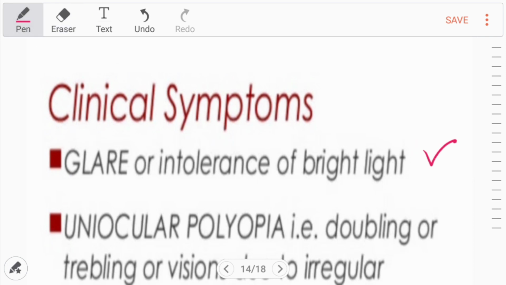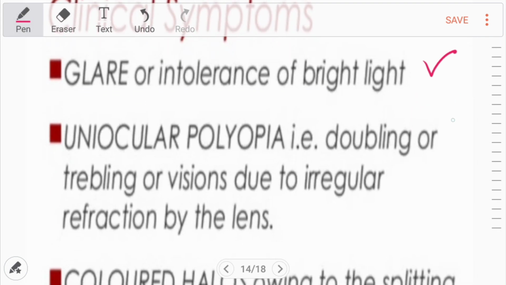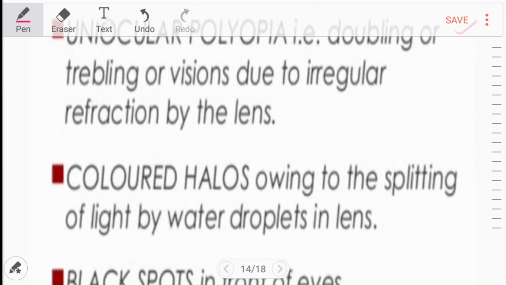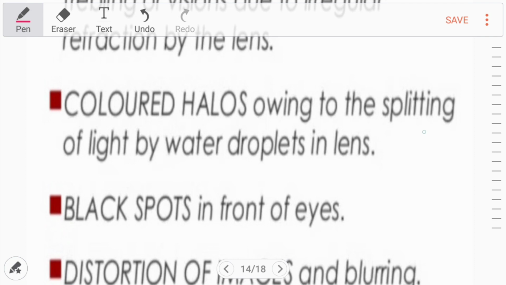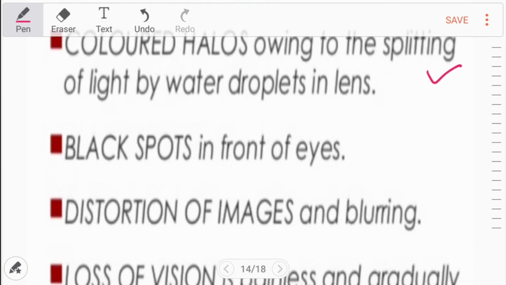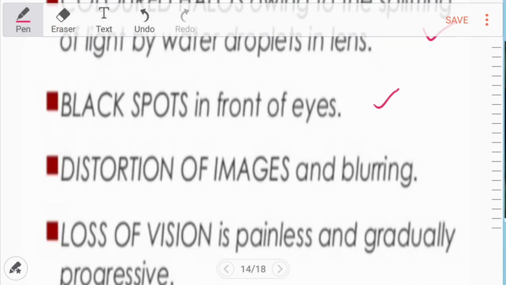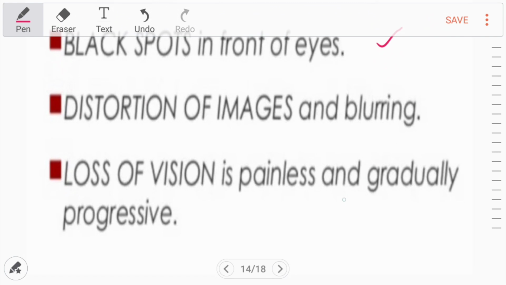Clinical symptoms: glare, uniocular polyopia, doubling or trembling of vision due to irregular refraction of the lens, color halos due to water droplets in the lens, black spots, distortion of images, and loss of vision.